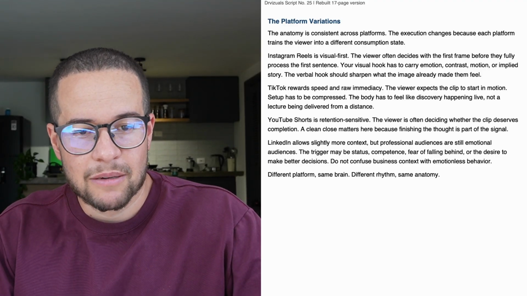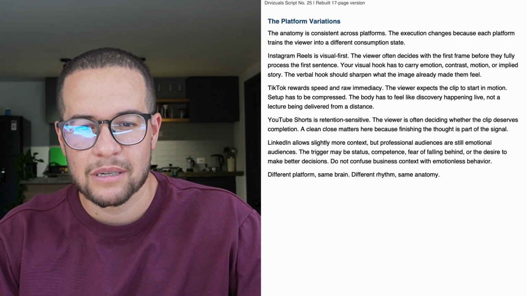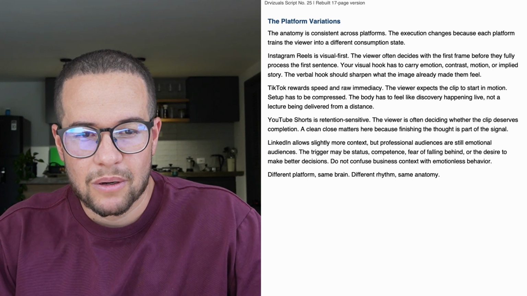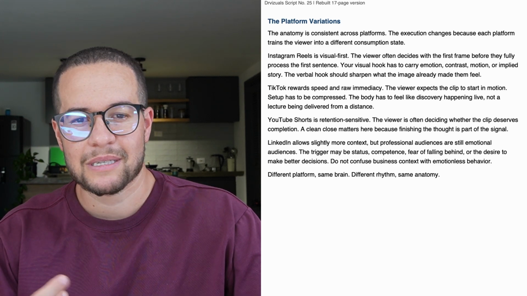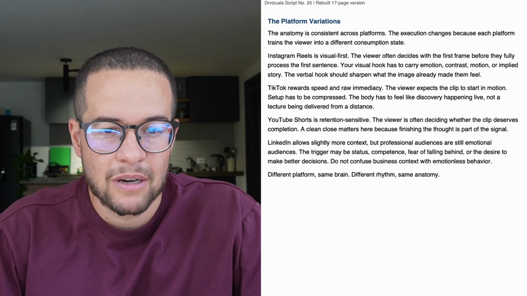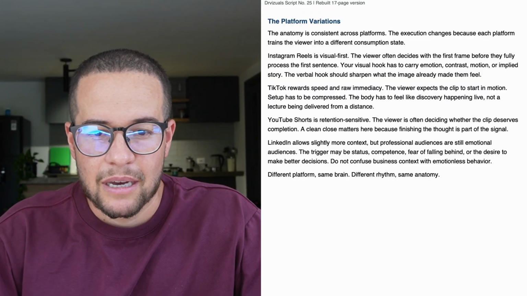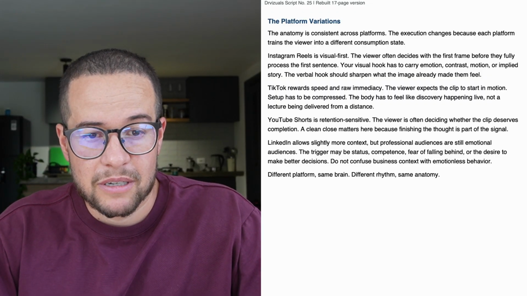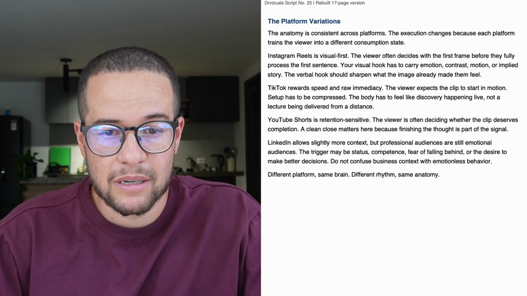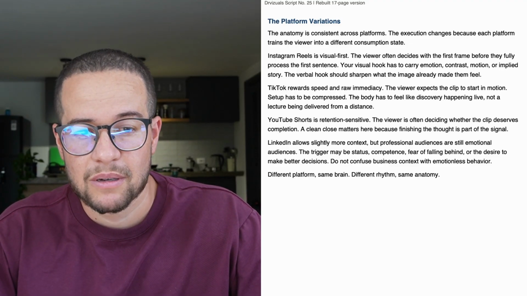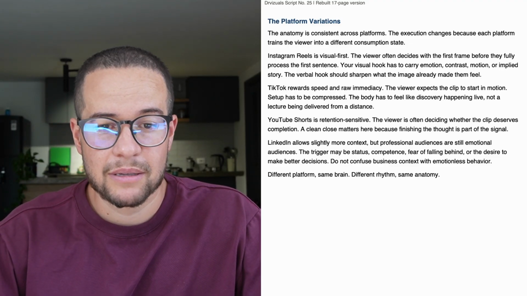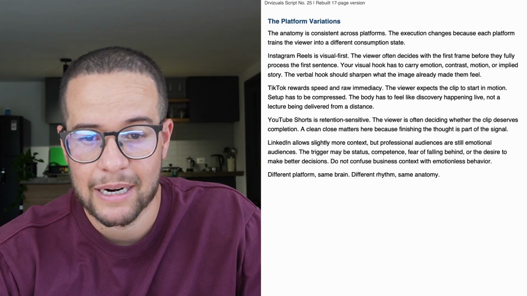LinkedIn allows slightly more context, but professional audiences are still emotional audiences. The trigger may be status, competence, fear of falling behind, or the desire to make better decisions. Do not confuse business content with emotional behavior. Different platforms, same brain, different rhythm, same anatomy.